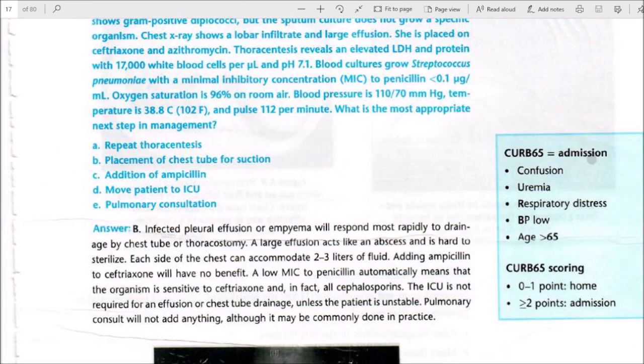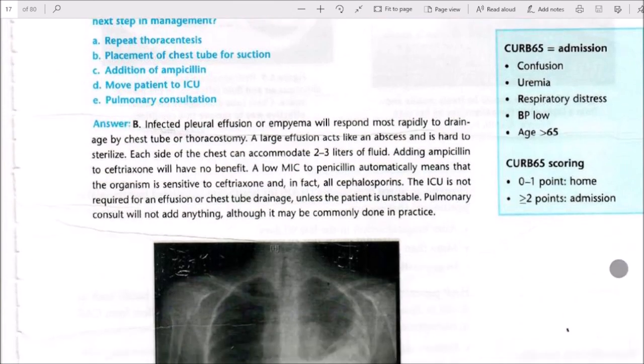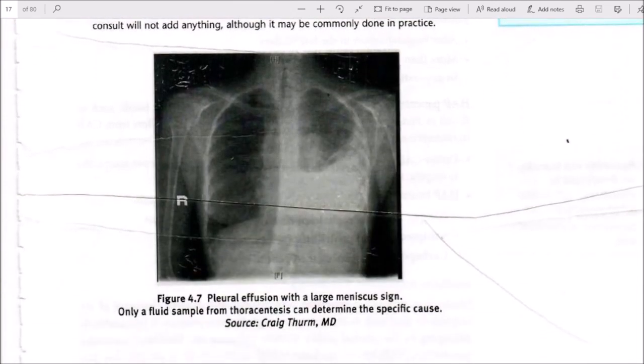CURB-65 is confusion, uremia, respiratory rate, blood pressure low, age greater than 65. CURB-65 scoring of 0 to 1 point: home; greater than or equal to 2 points: admission. Figure 4.7: pleural effusion with a large meniscus sign. Only a fluid sample from thoracentesis can determine the specific cause.